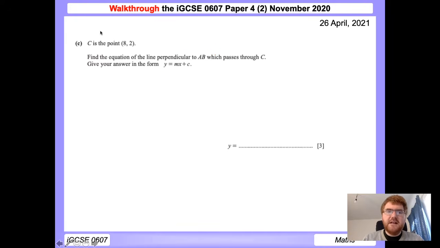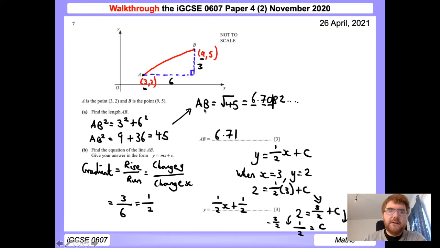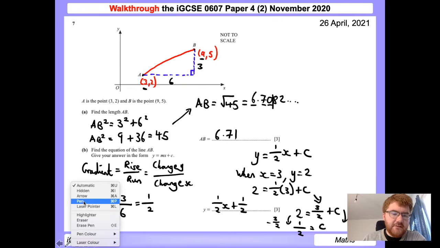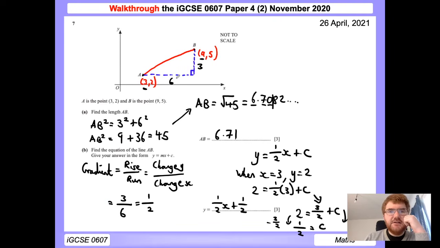Okay, so now we're given an extra point. C is the point 8, 2. So let's put that roughly on our diagram so we've got an idea of where it is. 8, 2, well, that's going to be along here somewhere because this is 2. So let's pop it there, 8, 2, to make it more or less in the right place.